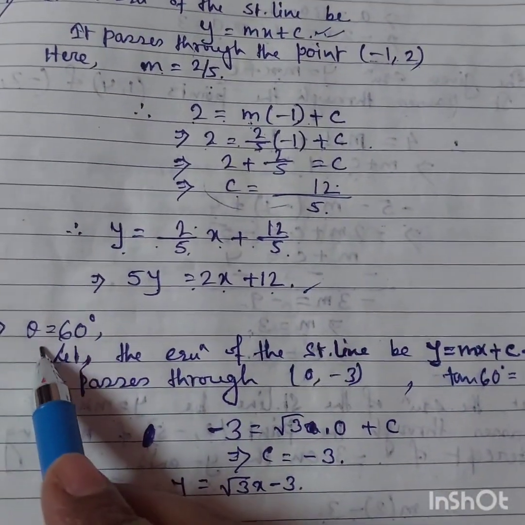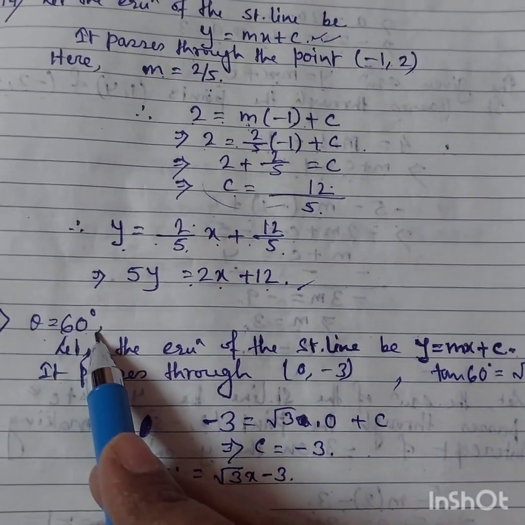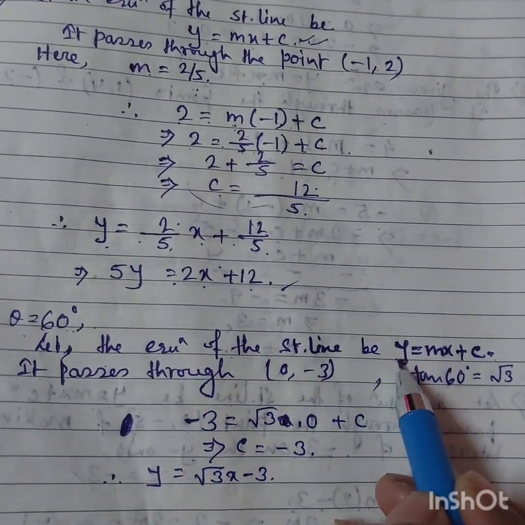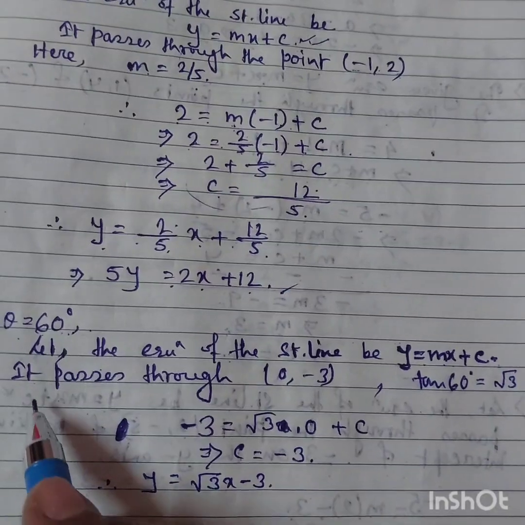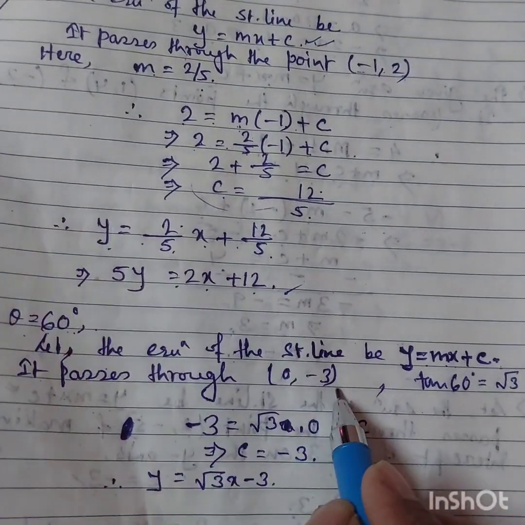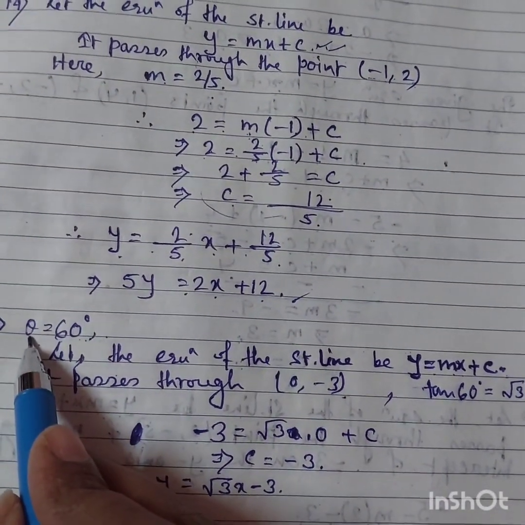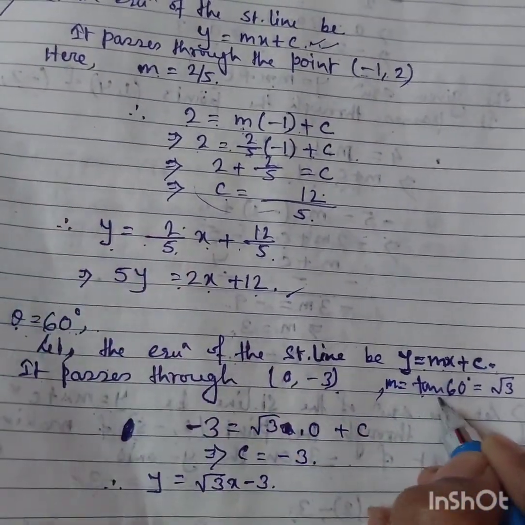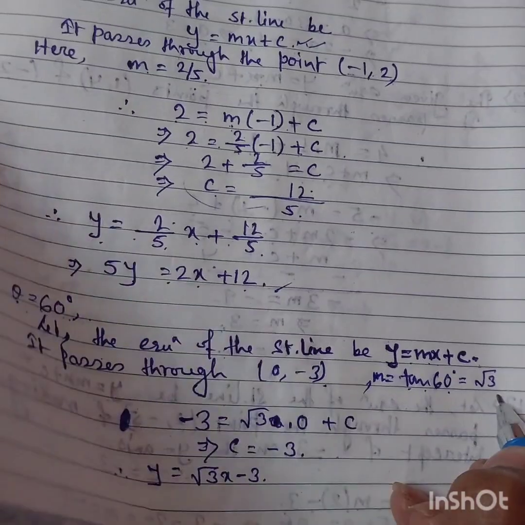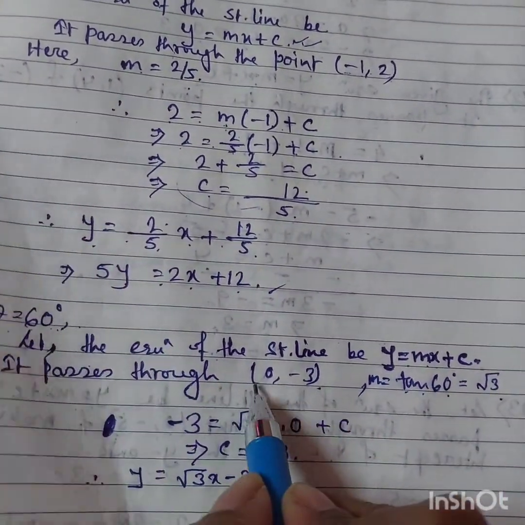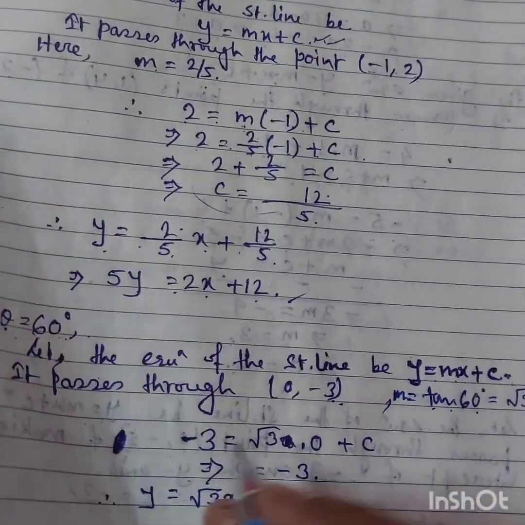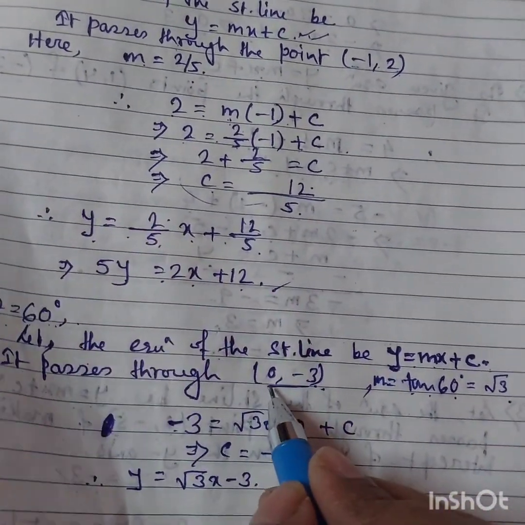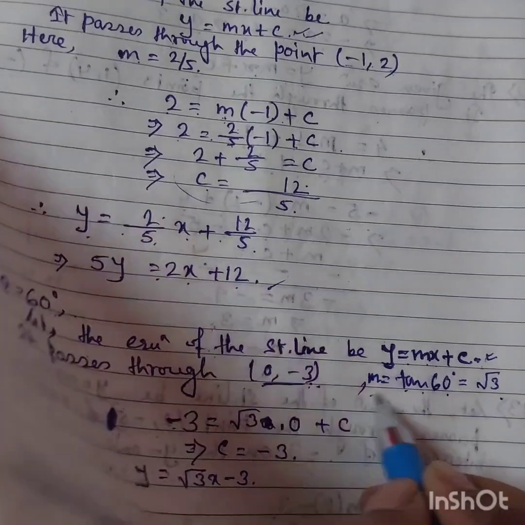The angle of inclination, that is theta, is equal to 60 degrees, given. Let the equation of a straight line be y is equal to mx plus c, and it passes through the point (0, minus 3). Since theta is equal to 60 degrees, m is equal to tan 60 degrees, that is root 3. Again, this line passes through this point, so it satisfies it, that means minus 3. So put this value of x and y in this equation, and the value of m also.